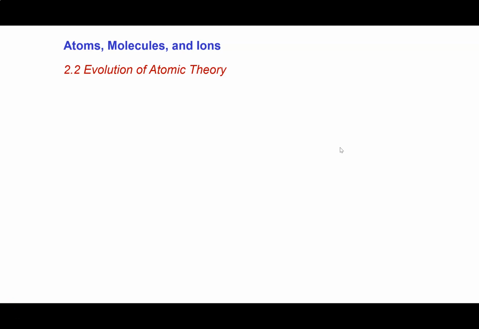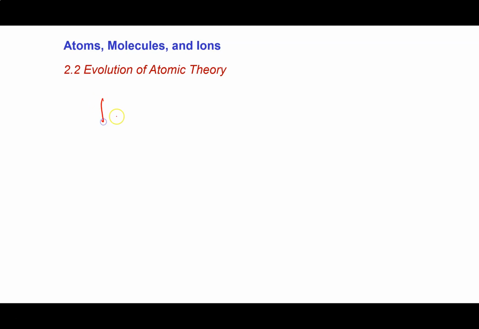So Dalton's atomic theory remained largely unaltered for almost 100 years. And then, right at the beginning of the 20th century, the 1900s, people started to do some experiments that challenged ideas of this first atomic theory. And there are three really key experiments here.